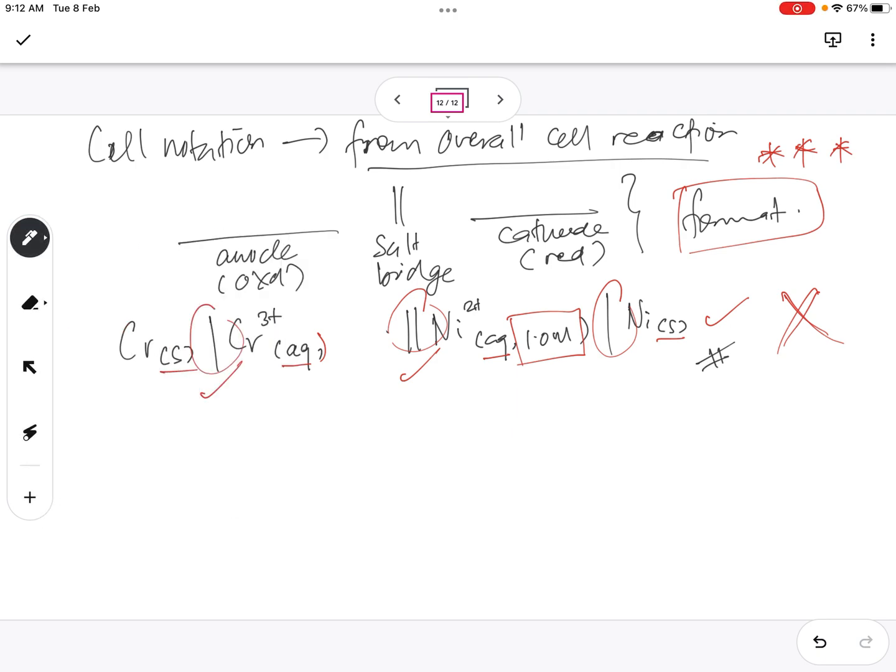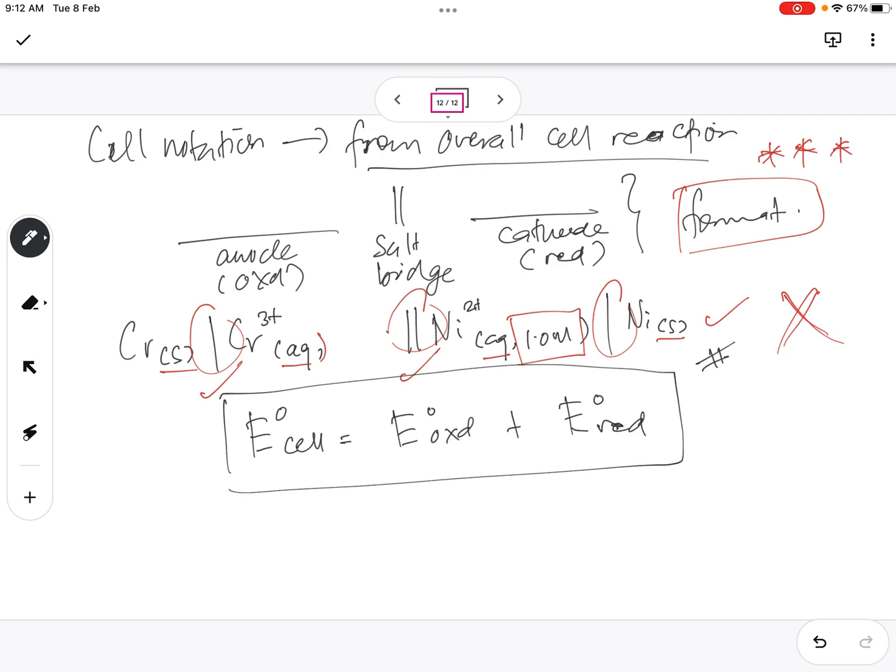Next is E naught cell. Very simple. E naught cell adalah tak susah pun. You follow my formula. E naught cell sama dengan E naught oxidation tambah E naught reduction. You jangan guna formula lain. Ini saja you guna. Do not use other formula. I repeat again. Very soon is next week we will do quiz 1, and the following week will be quiz 2, and so on and so forth. Okay. So formula, please use my formula.